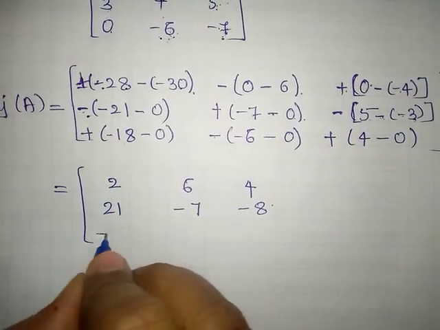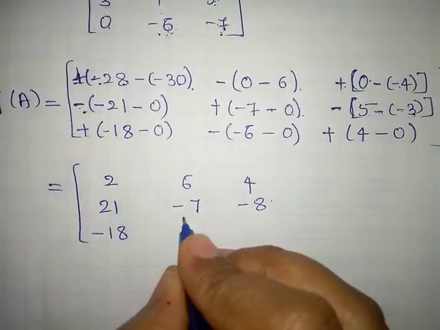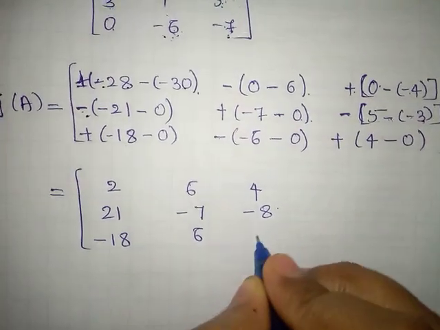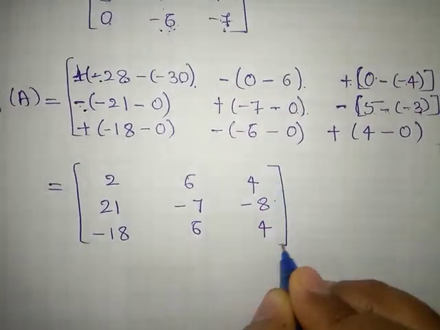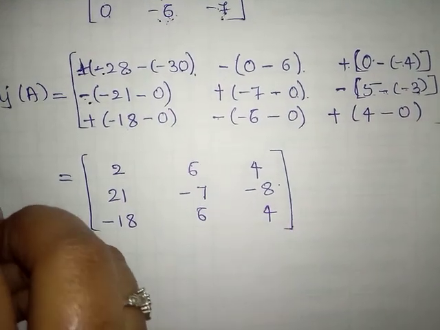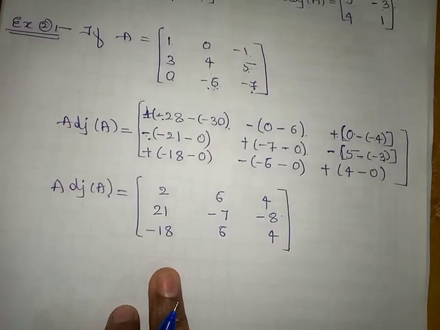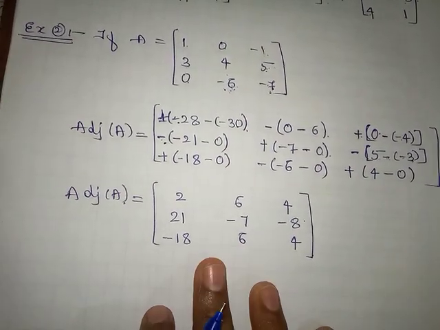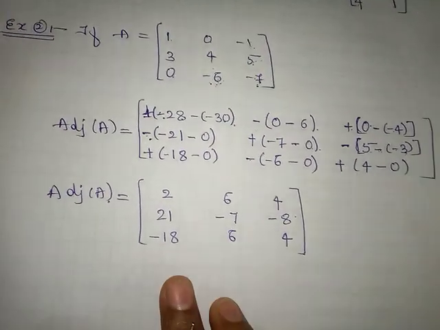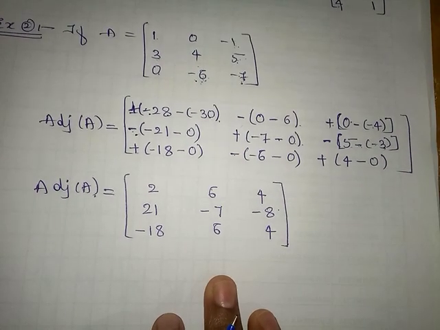Next here we have minus 18. Minus into minus plus 6. Here it is plus 4. This is the adjoint of the given matrix A. This is how you have to find the adjoint of the given 3 cross 3 matrix.